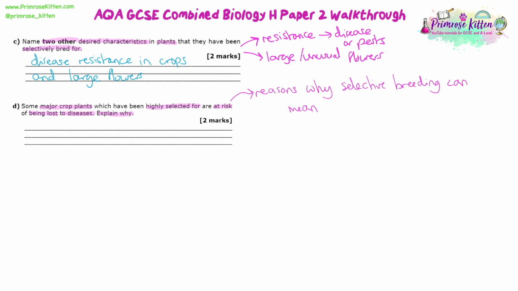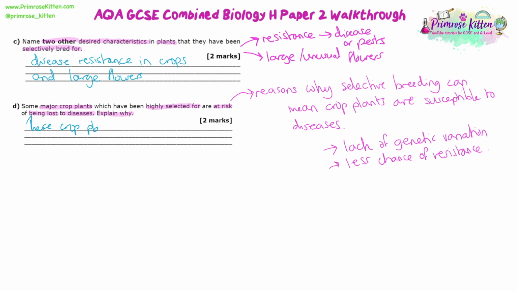So why might selective breeding cause this to happen? Well, if you selectively breed over and over and over again, many generations, then you're going to have lack of genetic variation because you're trying to keep the same characteristics in. You're not mixing as much. So your genetic variation or genetic diversity is going to be low in the population, which means there's less chance that they'll have resistance genes that mean that they can be able to survive a new pathogen or disease. So these crop plants have low genetic variation, so they are less likely to be resistant to some new diseases or some diseases. That's all we need to say.